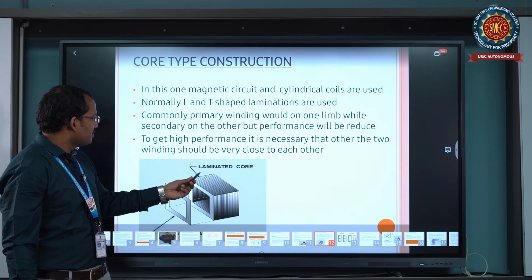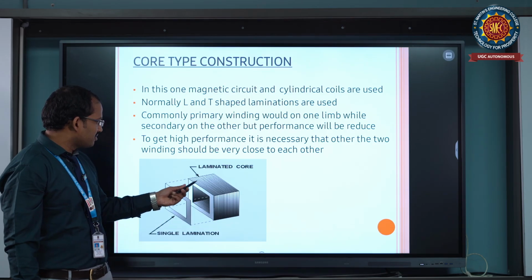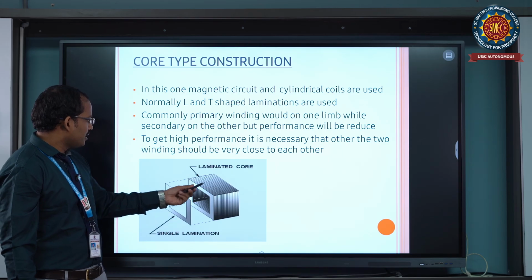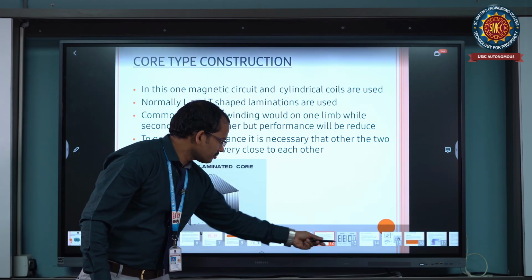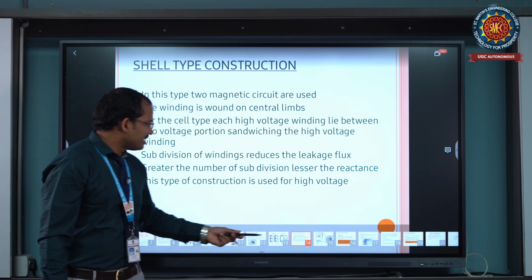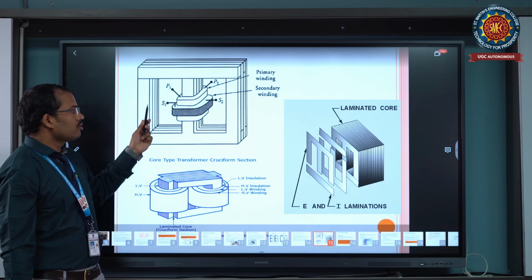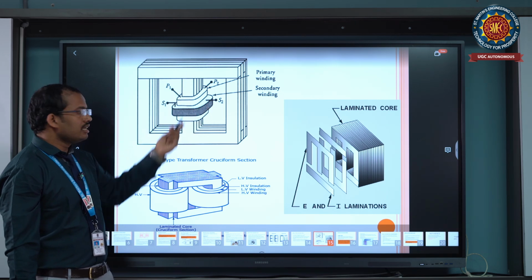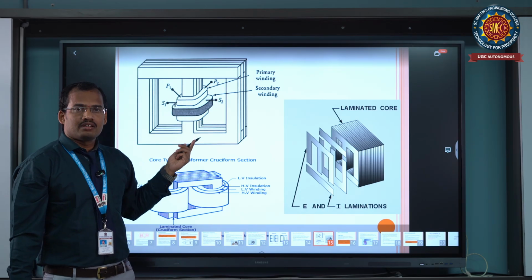This is the laminated core to reduce the leakage current, or leakage flux, of the transformer. Each one is laminated, square shape. Okay, and next one is the shell type of transformer. This is the diagram of the shell type of transformer. It has a total of 3 limbs. The 2 outer ones are the outer limbs and the middle one is the central limb.